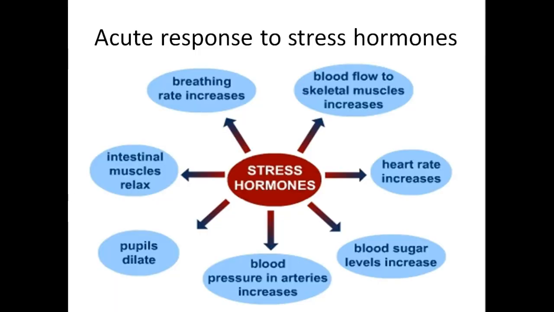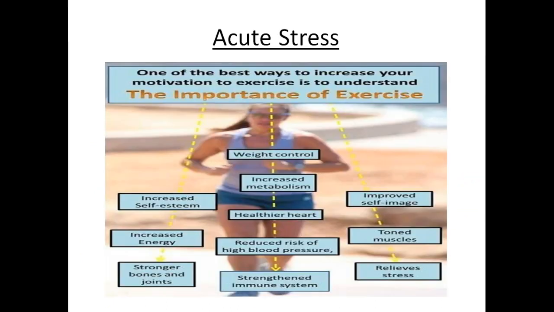Right, so we have an acute response to stress hormones. As soon as we start getting ready to exercise, we're going to have an increased breathing rate, increased blood flow to the skeletal muscles, increased heart rate, blood sugar is going to increase, getting the nutrients ready to be used, blood pressure will increase, the pupils will dilate, and the intestinal muscles will relax because they're not needed. This is the acute response to stress.